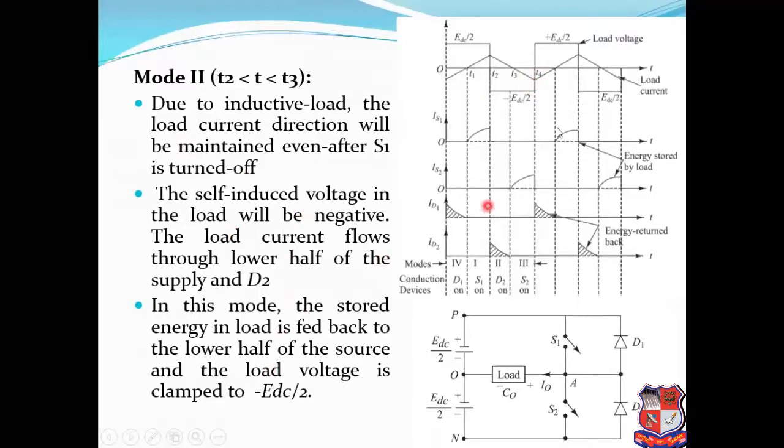In this case, from T2 to T3 the output voltage is negative but the output current is positive, so we can say that the inductive load is releasing, or feeding back, to the lower half of the source, and the load voltage is clamped to minus VDC by 2. From T2 to T3 the load is supplying the source.